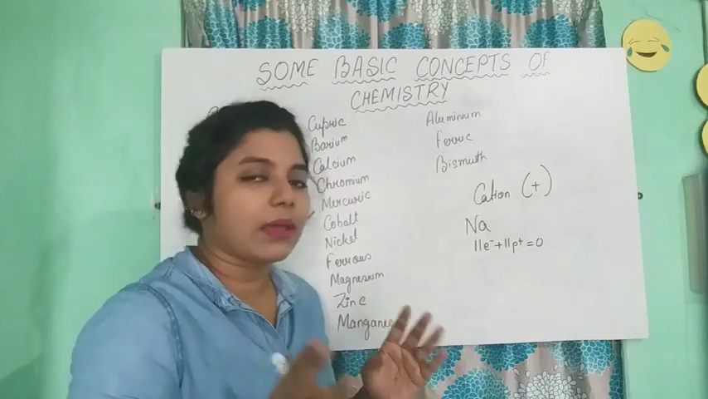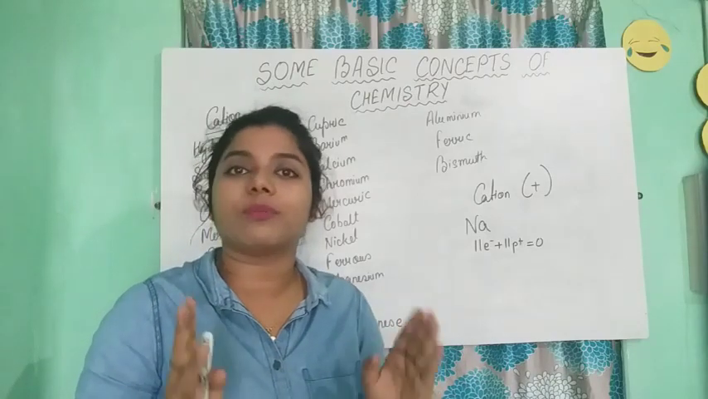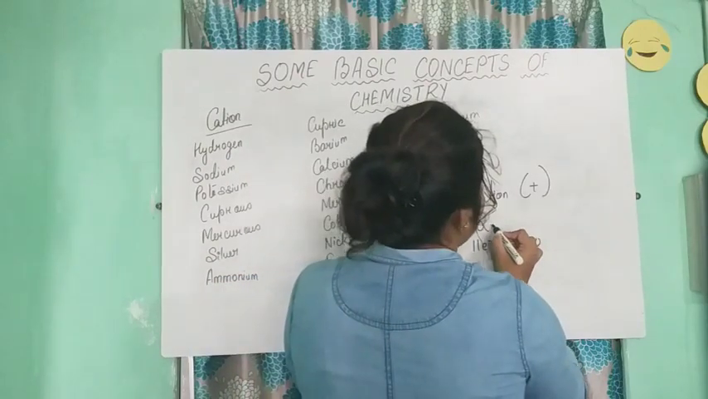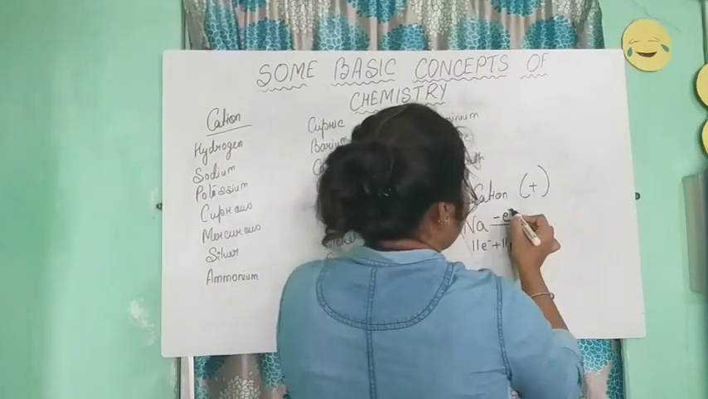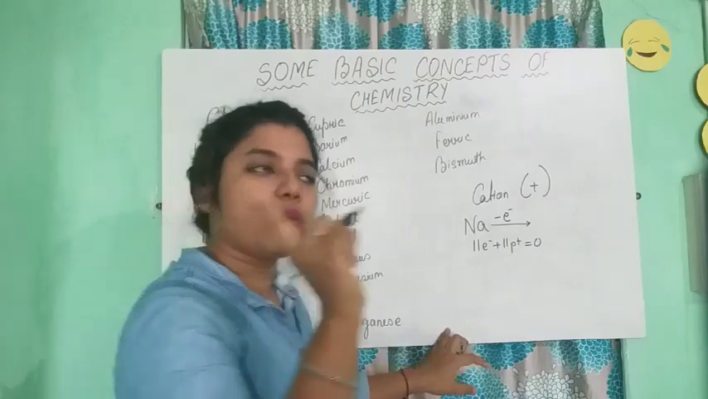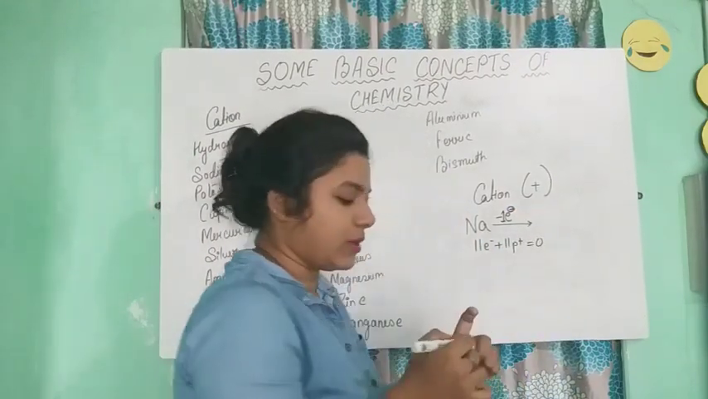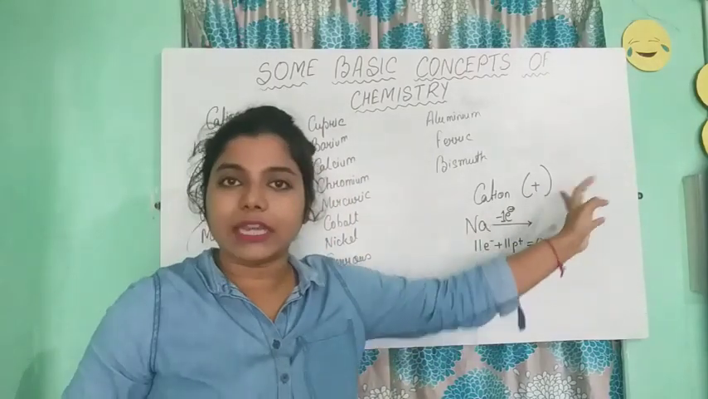Always remember one more thing. The electron is negatively charged, the proton is a positively charged particle. Now say, for example, you take out one electron from sodium. You have taken out one electron. This e minus is for one electron. We write the electron in the form of e minus.